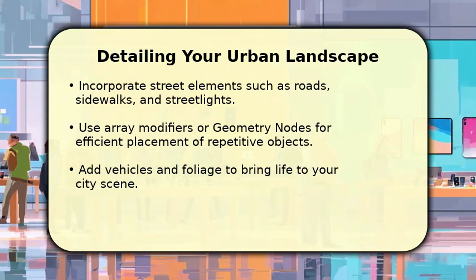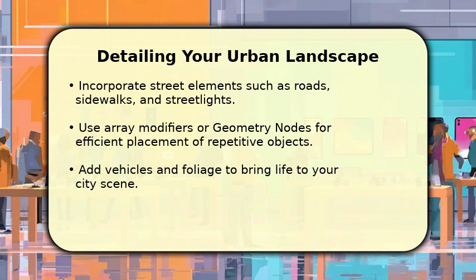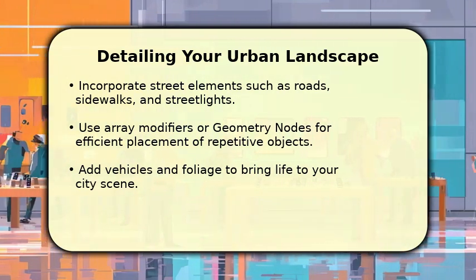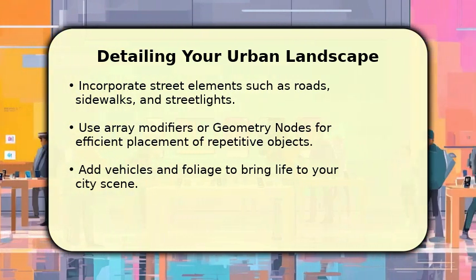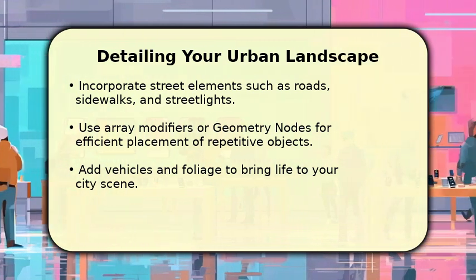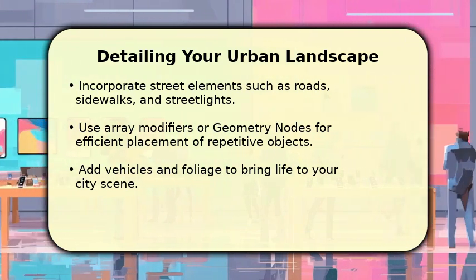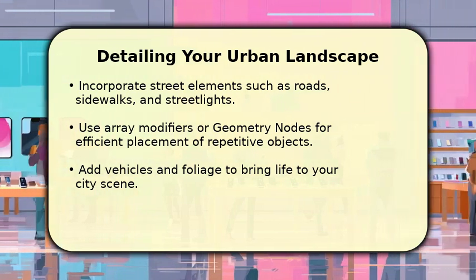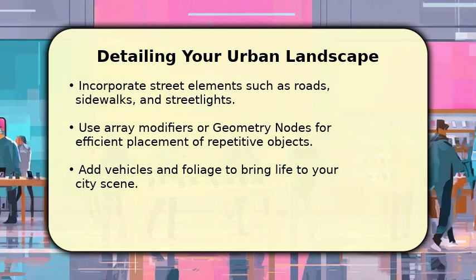Now, let's bring our city to life by adding essential urban details. Roads, sidewalks, and streetlights are crucial for a realistic feel. You can efficiently place these repetitive elements using array modifiers or by instancing them with geometry nodes. Don't forget to populate your streets with vehicles and introduce some greenery with trees and bushes. Adding subtle imperfections, like cracks in the pavement, will significantly enhance the overall realism of your urban landscape.